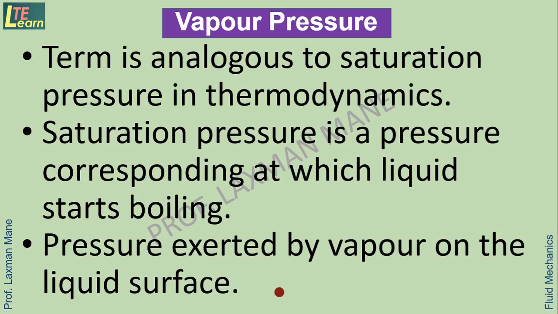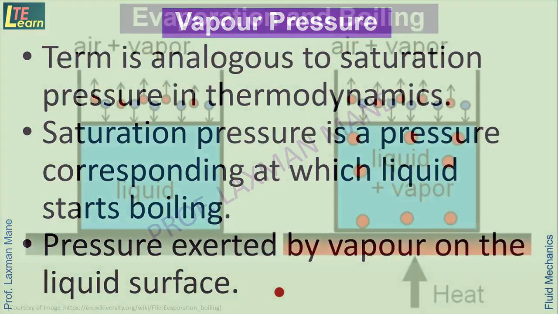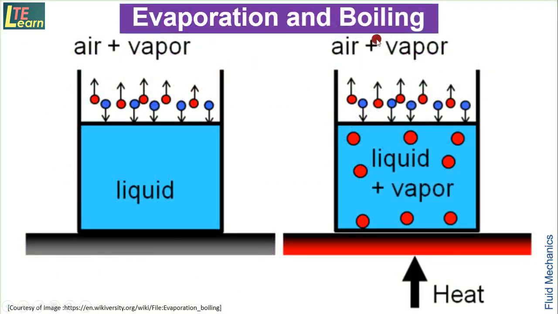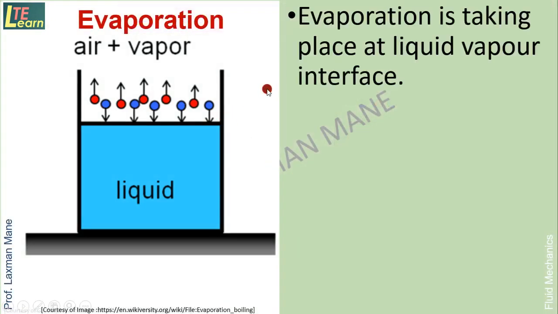So for better understanding, first of all we will understand the difference between the terms evaporation and boiling. Here both are shown. The left side is of evaporation and the right side diagram is of boiling. In case of evaporation, it is taking place at the liquid vapor interface. Here we see a pan or vessel filled with liquid, and there is no application of heat below this pan.